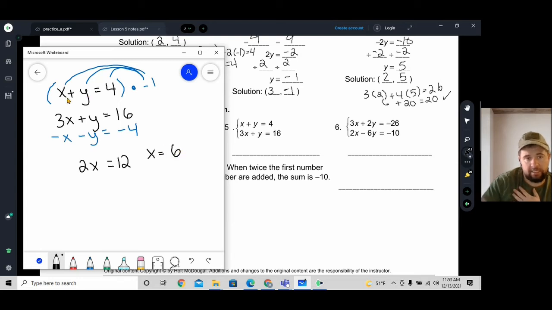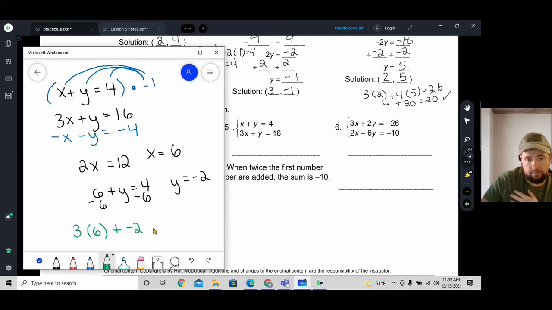I'm going to take that 6 and plug it in. 6 plus y equals 4, subtract 6 on both sides. y equals -2. And I'm going to check it against my second equation. Is 3 times 6 plus -2 equal to 16? 3 times 6 is 18. 18 minus 2 does equal 16, so I know that my solution is correct.